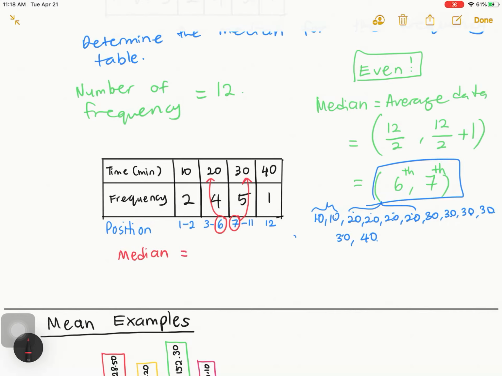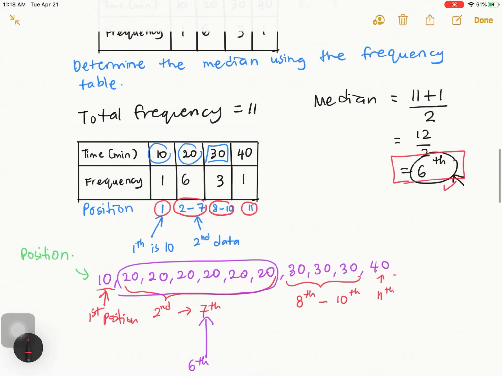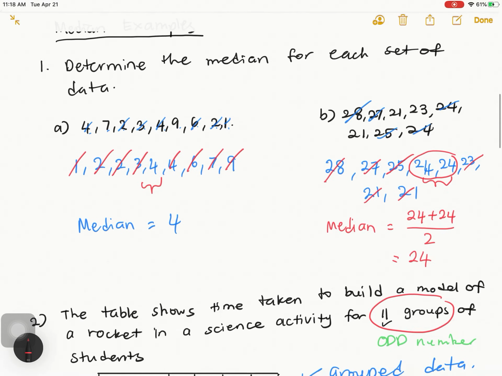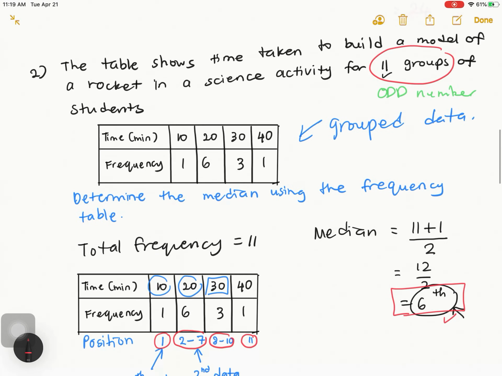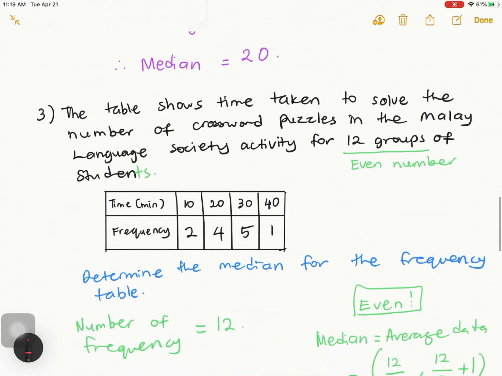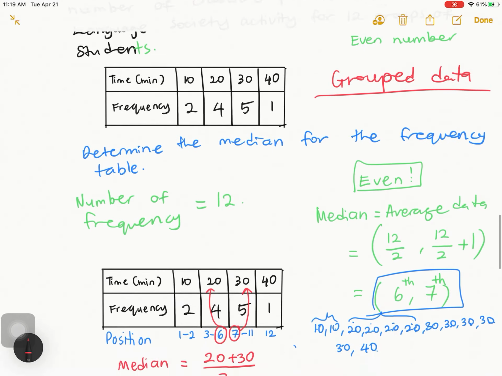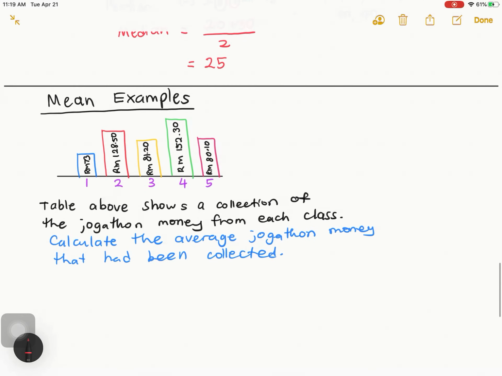So to find the median, it must be in the middle of the data. So 20 plus 30 divided by 2. So our median is equal to 25. Okay. I hope you can understand how to find the median for even and odd numbers. So question number 1 is for ungrouped data. Question number 2 is grouped data, and also question number 3, grouped data as well. Okay, that is for median.